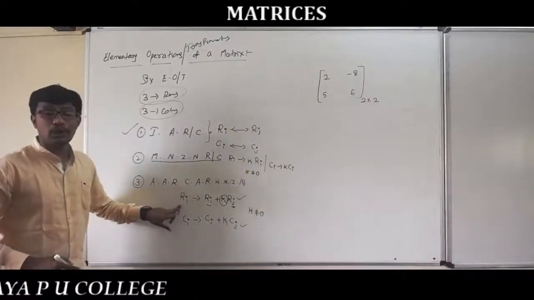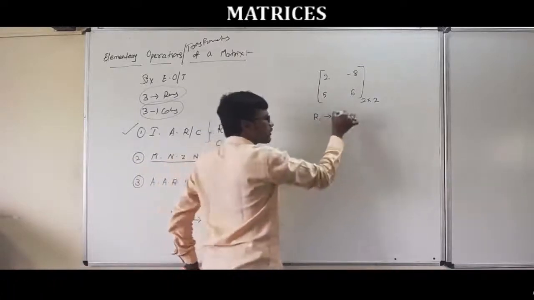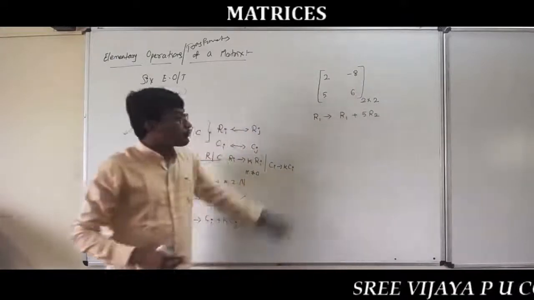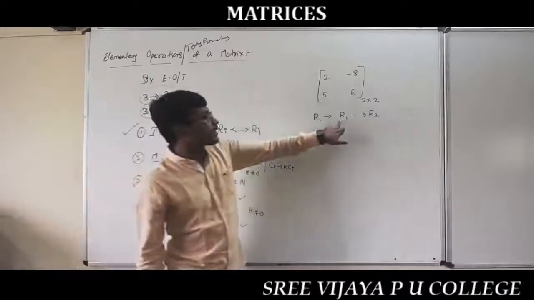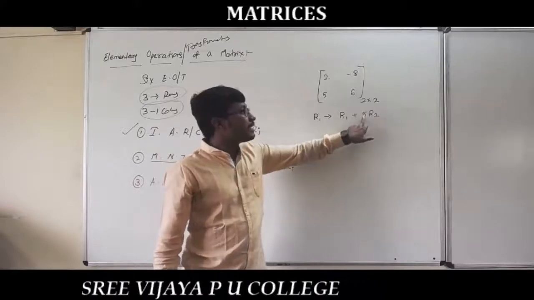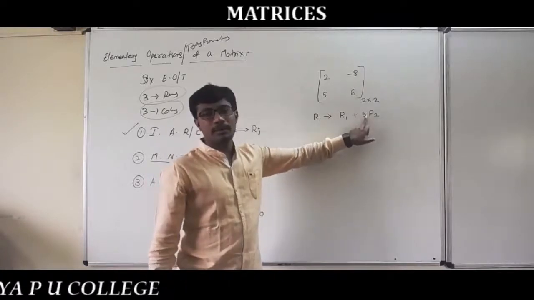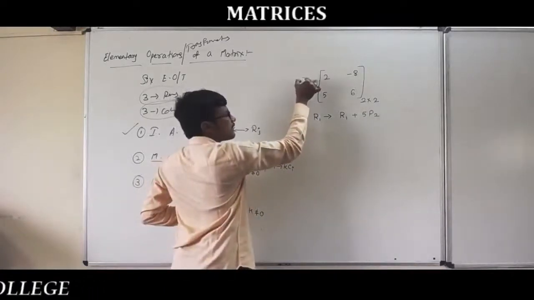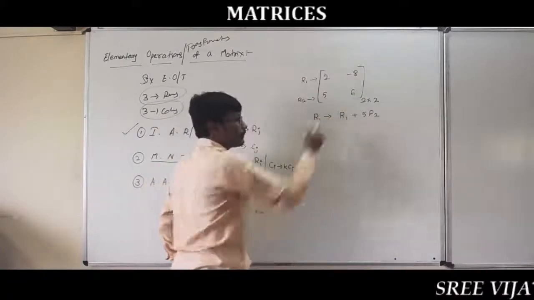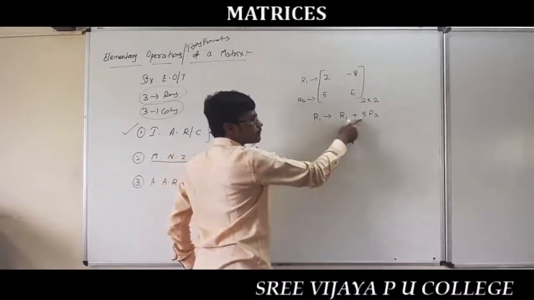So, first I will take the row elementary operation, that is R1 changes to R1 plus 5 times R2. For this elementary operation, you take the elements of row 1 and the corresponding elements of row 2, multiply with 5, and add. So now, this is R1, the first row, and this is R2, the second row. 2, minus 8 is the first row, 5, 6 is the second row. You are applying the elementary operation R1 changes to R1 plus 5 times R2.